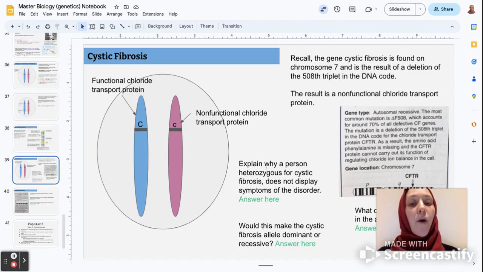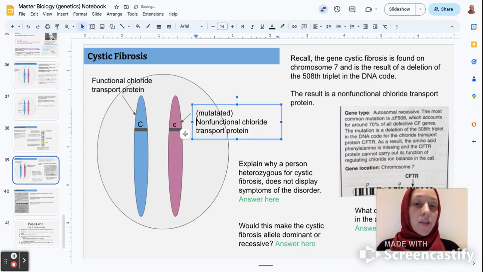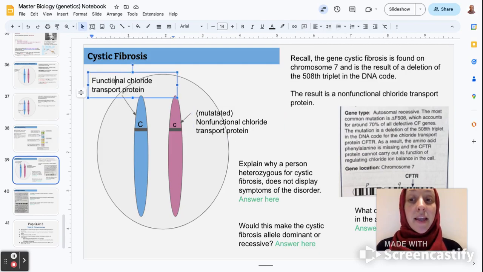So why would a person heterozygous for cystic fibrosis not display the symptoms of the disorder? Essentially, what I'm asking is, how do we know that the non-functional one is recessive, and why would the functional one be dominant? So let's take a look at this for a second. This chromosome, if we were to use it to make a protein, we wouldn't be able to make the chloride transport protein, because this is our mutated one. And it results in a non-functional transport protein. Okay, so it doesn't give us the correct protein. However, this individual has the ability to make a functional chloride protein with its other chromosome.